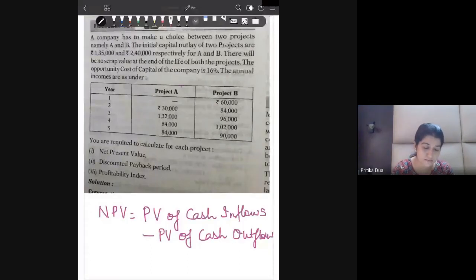So you are given the annual incomes. Generally, we calculate the cash flow from the income in the format which we have done: earnings before depreciation and taxes, minus depreciation, then you reduce it by the amount of taxes, add back the depreciation to profit after tax, and you get the cash flow for the project. In this case, we are not given any depreciation, we are not given any tax rate. So which means the income is equal to the cash flow.